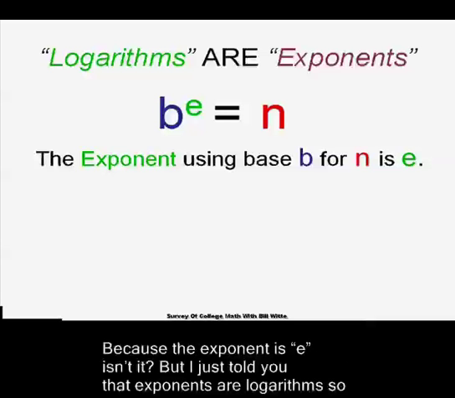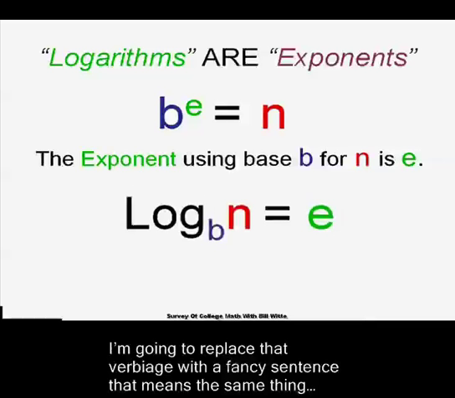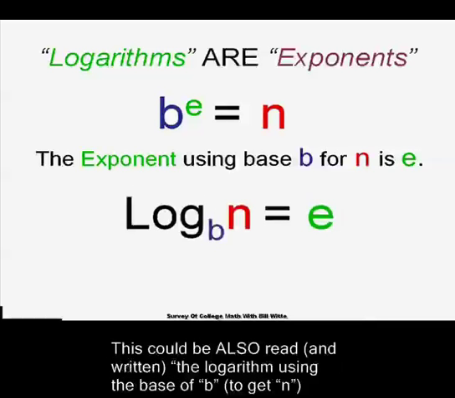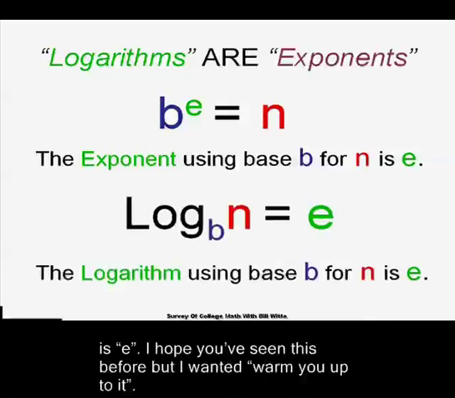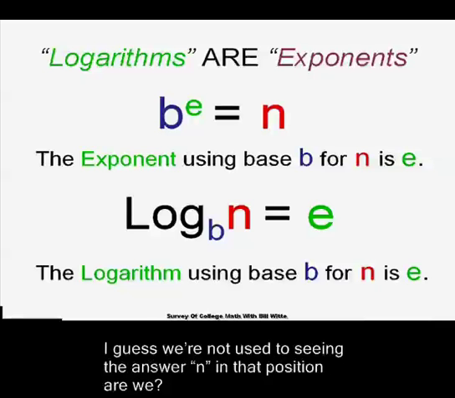Well, I just told you that exponents are logarithms, so I'm going to replace this verbiage with a fancy sentence. This means the same thing. The exponent using base b for n is e. Well, guess what? The logarithm using base b for n is e. Now, you're not used to seeing this, perhaps. I hope you've seen it before, but I want to warm you back up. So the logarithm, of course, we know the base is b for the number n, and you're not used to seeing the answer there, is it? The n is the answer.